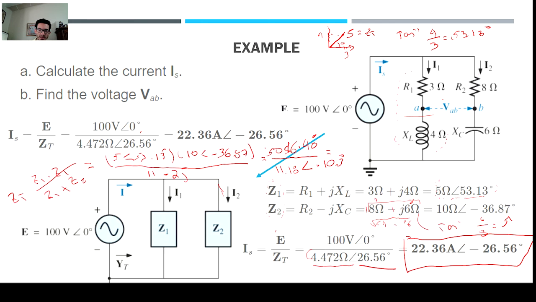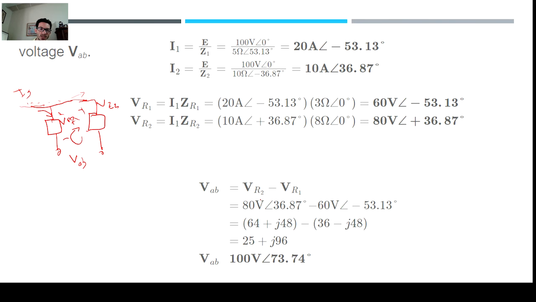We said that the impedance of leg 1 is this part, and the impedance of the second leg is this part. So we can find the current through each leg because of Ohm's law. Remember, the voltage through each leg is the same, 100 volts from the source, but the current is different.